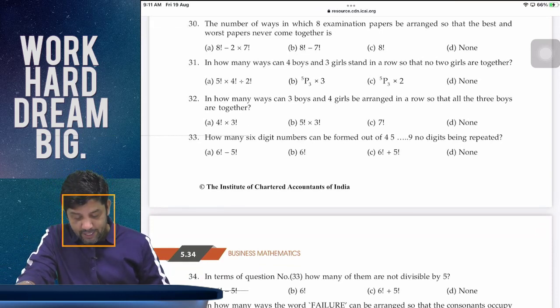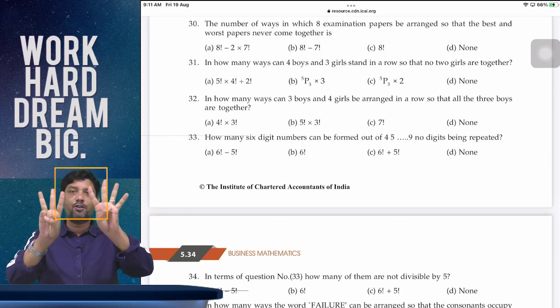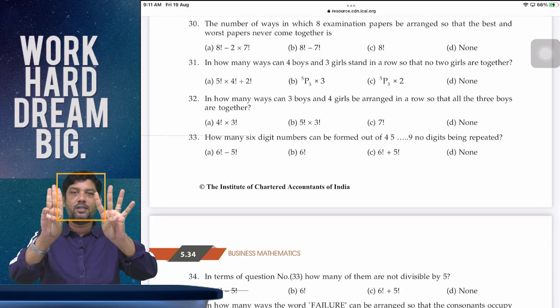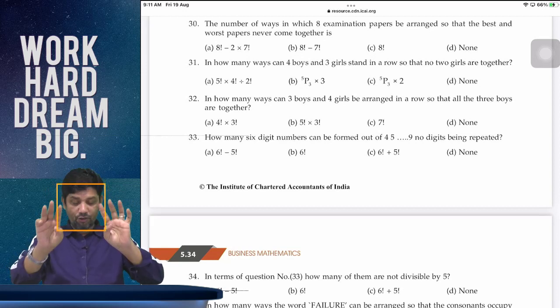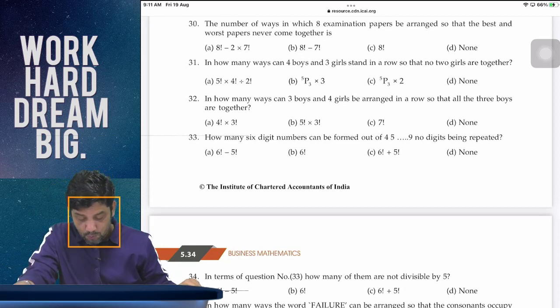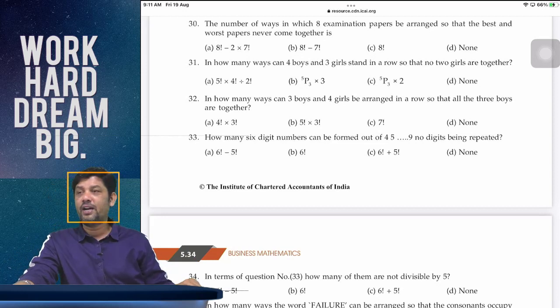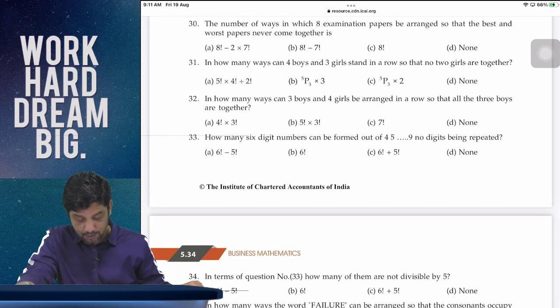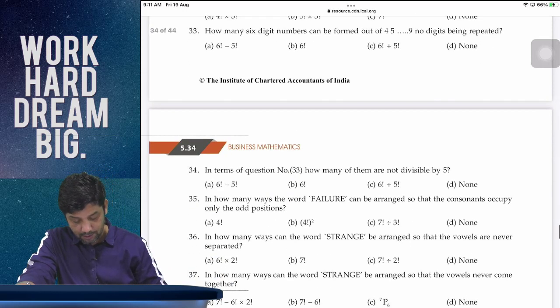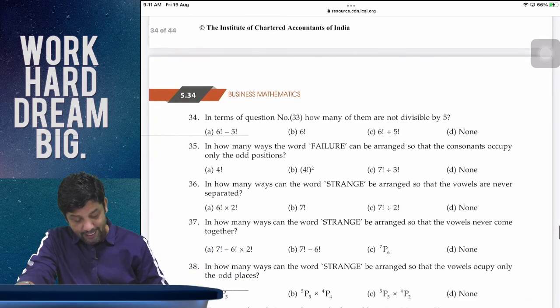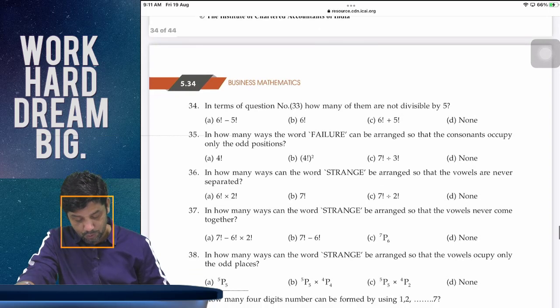In how many ways can 3 boys and 4 girls be arranged in a row so that all the 3 boys are together? 3 boys, 4 girls. Boys are together. Tell me what is the answer? 3 factorial into 5 factorial. Is it B? Okay. Next. Again, one more time failure is coming. You do it later.